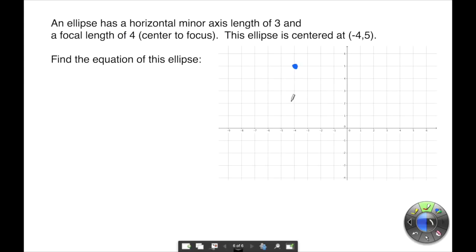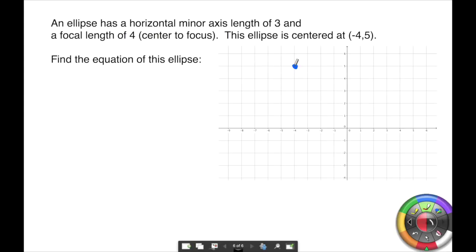Now we have to be a little bit cautious here. The ellipse has a horizontal minor axis of length 3. So when we're talking about that, it's going to be horizontal, so it'll be going this direction. But a lot of people, when they see that 3, go 1, 2, 3. And if you did that, you'd also have to go 3 the other direction because this is the center. But that would be a minor axis length of 6.